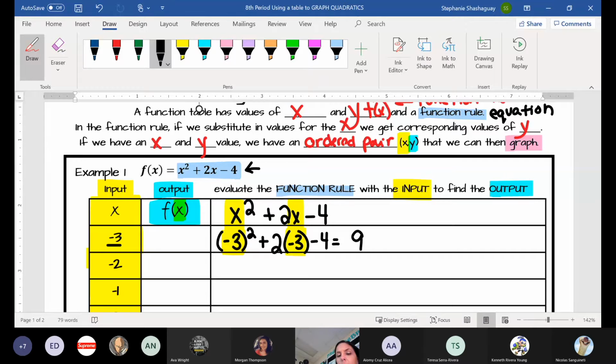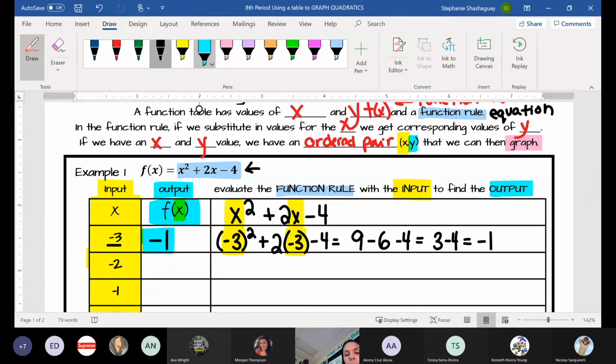2 times -3 would be -6. And then we have minus 4. And then I'm going to simplify even further. 9 minus 6 is 3, minus 4, which is -1. So when my input or my x value is -3, my y value or my output is -1.